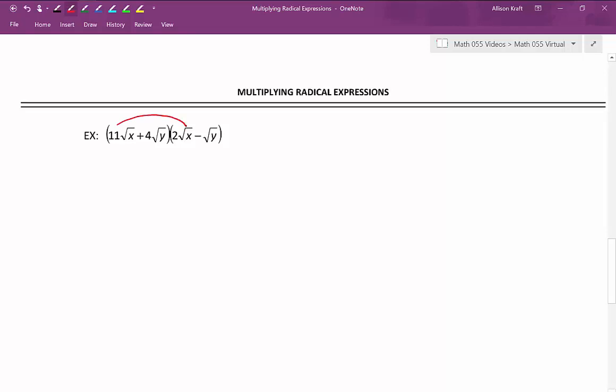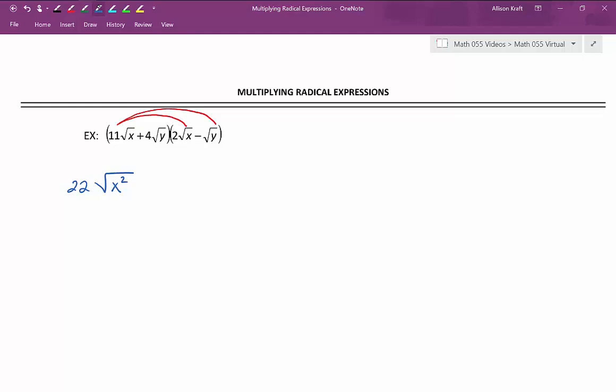(11 square root of x times 2 square root of x). We multiply what's outside the radicals together and leave it outside, and then we multiply what's underneath the radicals together and leave it underneath the radical. Then we're going to have 11 square root of x times a negative square root of y.